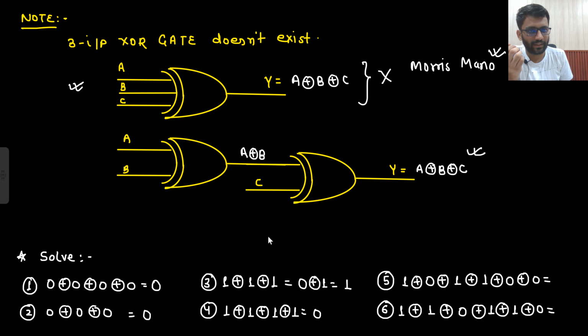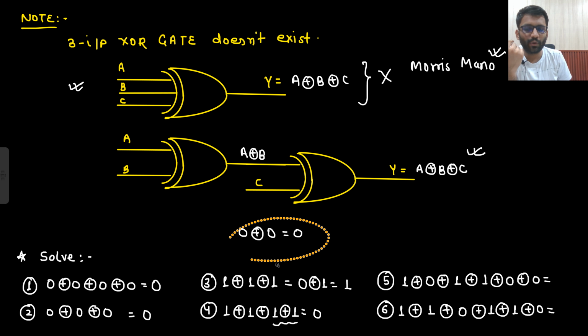Look, 1 XOR 1 is 0. Then there is an XOR sign, and let's just solve this value. 1 XOR 1, again it is 0. 0 XOR 0 is 0 only. So no matter how many zeros there are, it will always be 0.